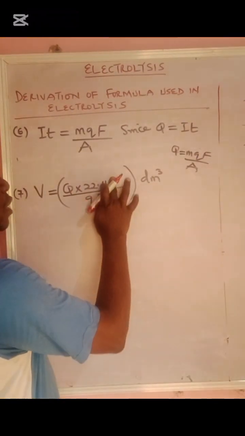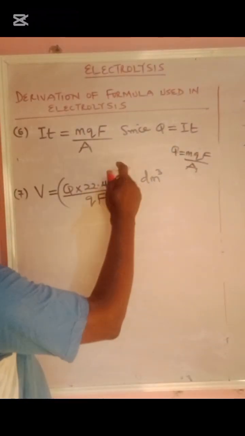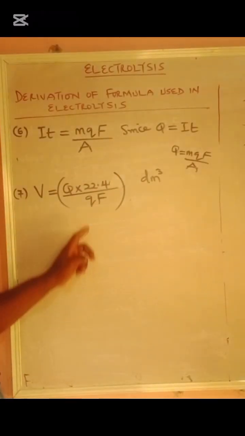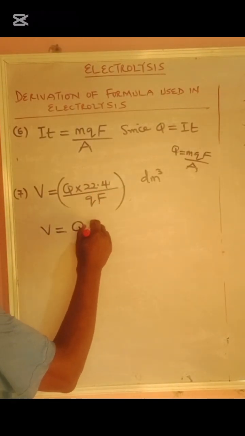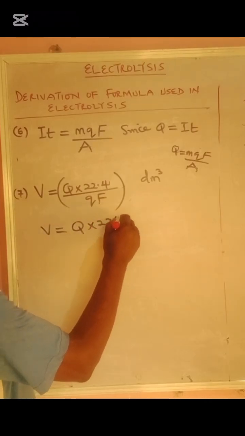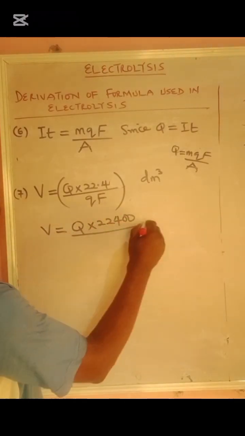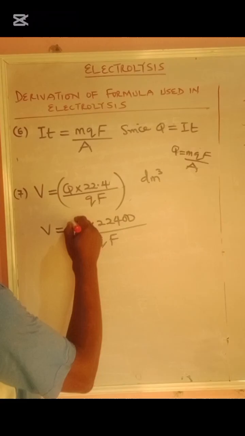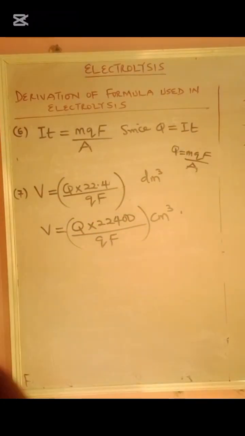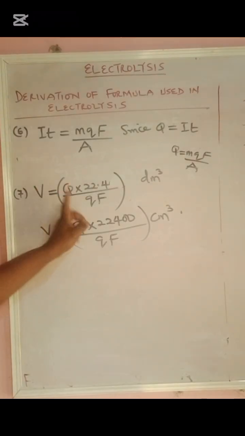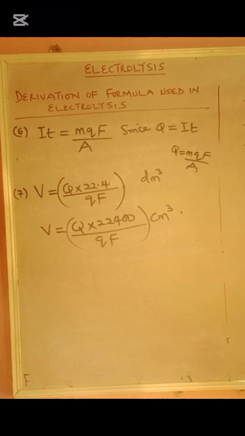So this answer will be in dm³. But using it in cm³, it will be V is equals to Q times 22400 over QF, which will now be in cm³. This is the formula for finding the volume. How do we manage to get this formula? Let me tell you how we manage to derive the formula.